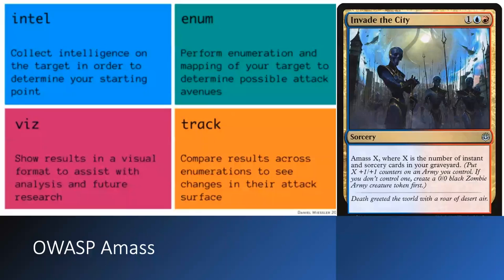So next, we're going to talk about Amass, and I put one of my favorite cards in here to show you what Amass can do. Basically, it's just a really, really powerful tool. We're going to hit up 2 different modules within Amass. The top 2 there, Intel and Enumeration. The bottom 2 are just for visualization purposes.